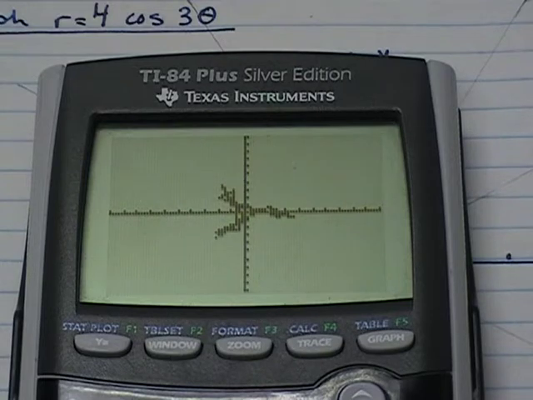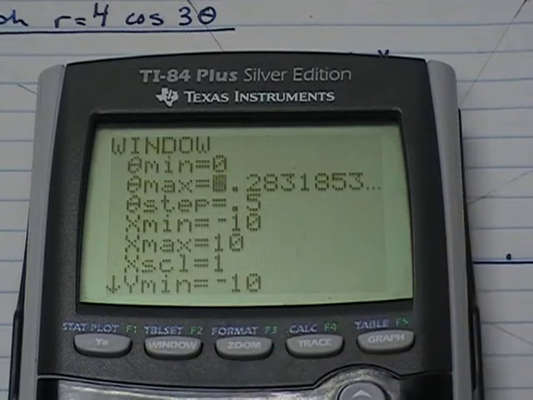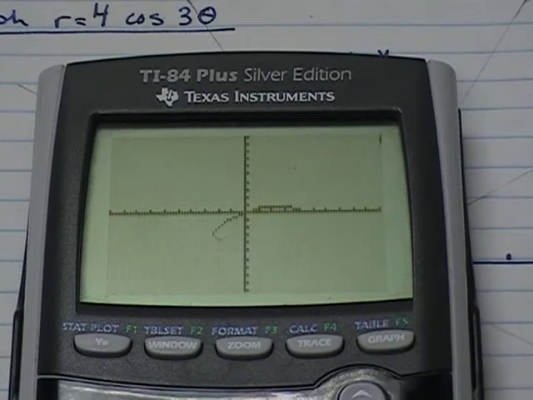Also kind of a jumbled mess. Let's try again. What if I make this 0.1? And now all of a sudden you see a very nice, clean, pretty polar equation. This is a 3-petaled flower.